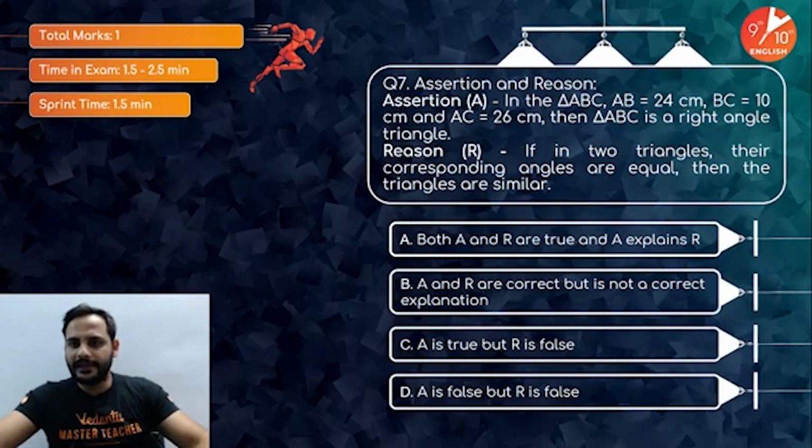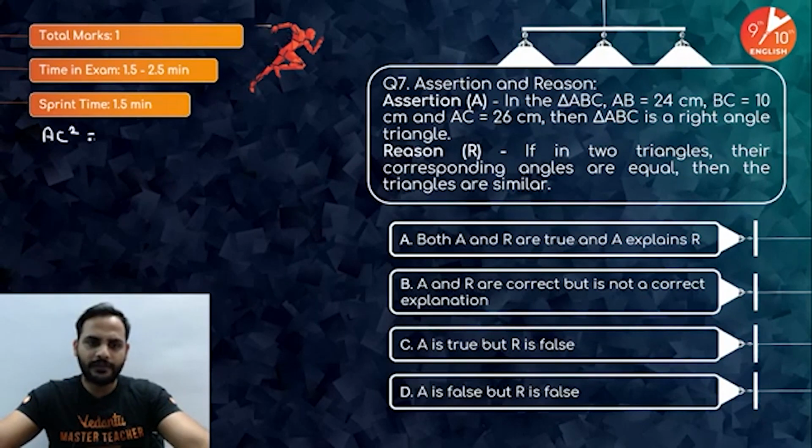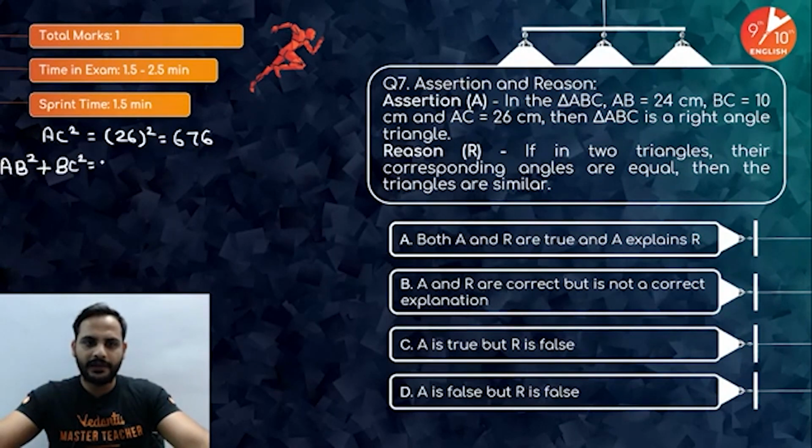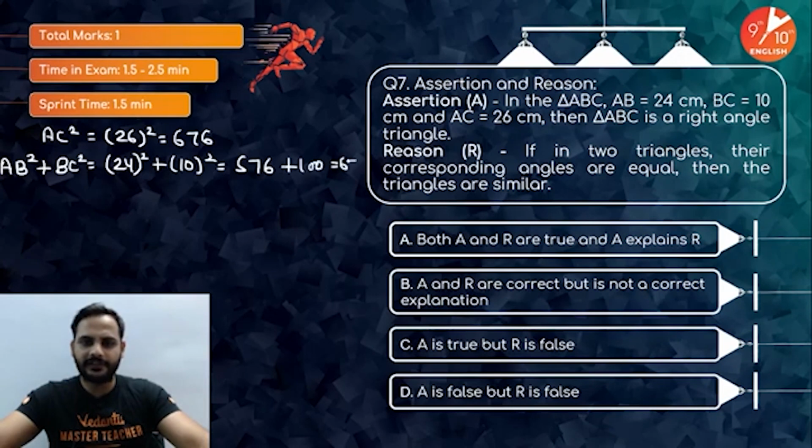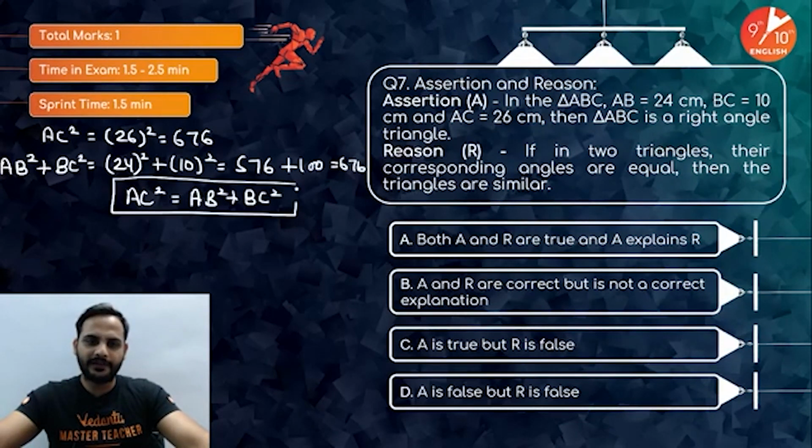First one, in triangle ABC, AB is 24, BC is 10, AC is 26. Triangle ABC is right angle triangle. Guys, you can clearly see AC square will be 26 square, which is 676. And then if we do AB square plus BC square, it will be 24 square plus 10 square, which is 576 plus 100, which is again 676. So AC square is equal to AB square plus BC square. And if a triangle follows Pythagoras theorem, the triangle will be right angle triangle. Assertion is correct. Converse of Pythagoras theorem.